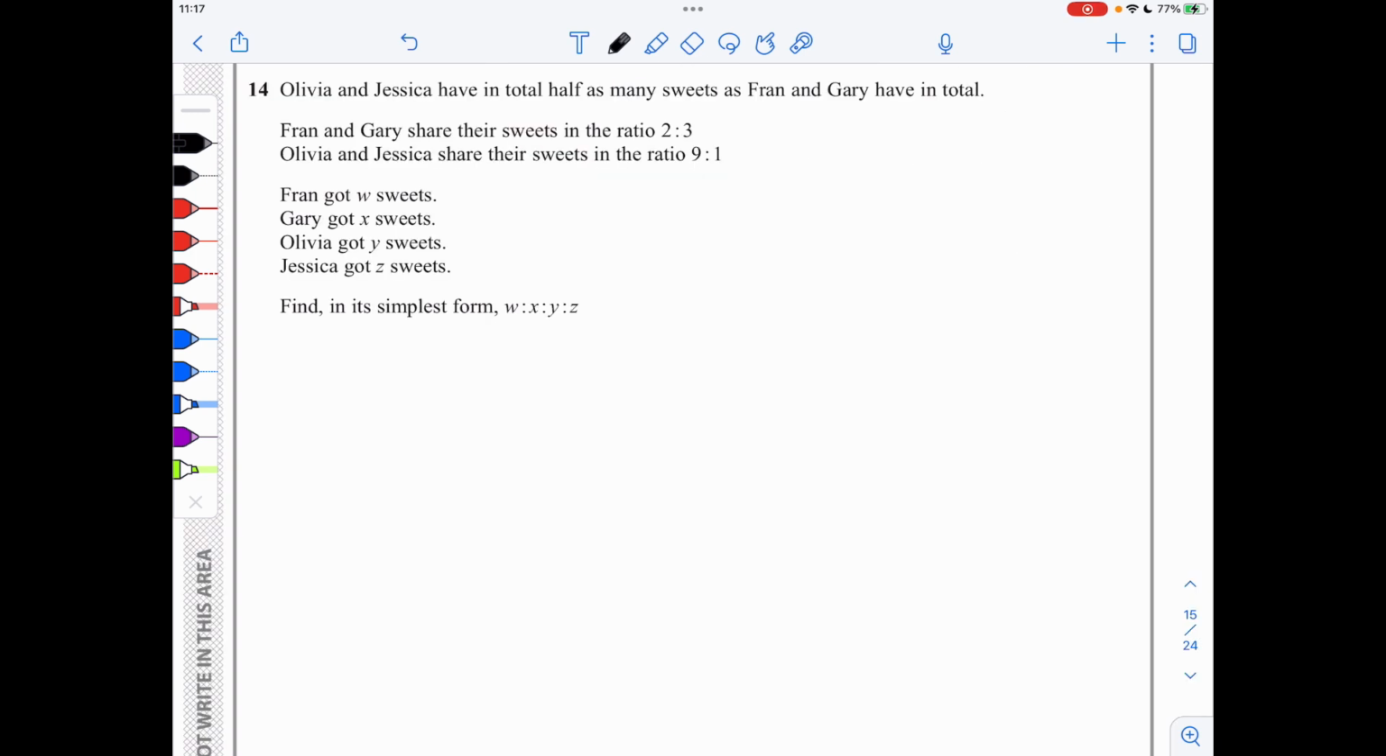In 14, Olivia and Jessica have in total half as many sweets as Fran and Gary. Now Fran and Gary share in the ratio 2 to 3. Olivia and Jessica share in the ratio 9 to 1.